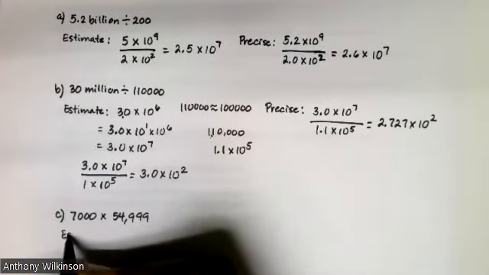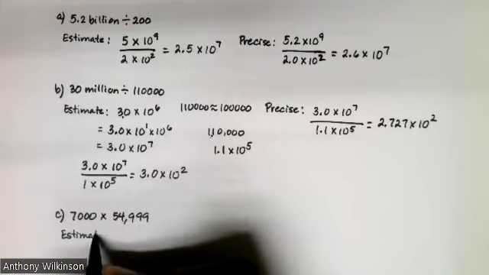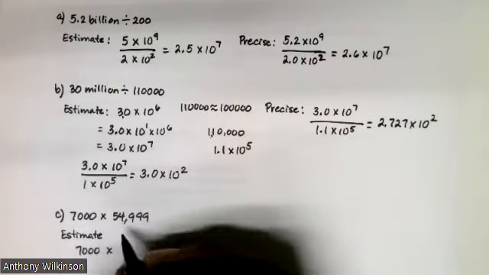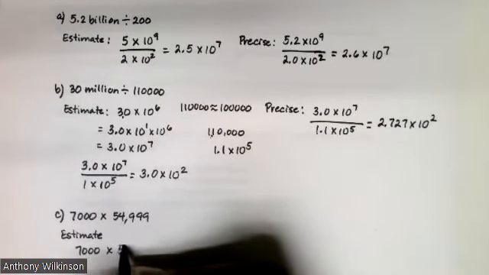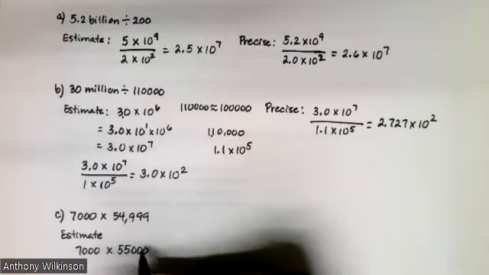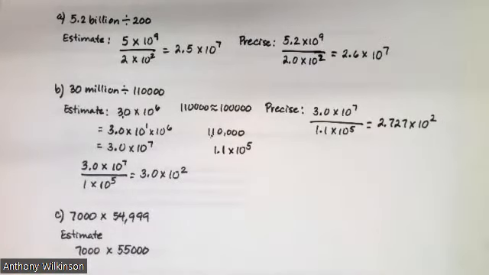All right, for an estimate, I will leave this at 7,000. But for 54,999, that's one away from 55,000. So I'll write it like this.